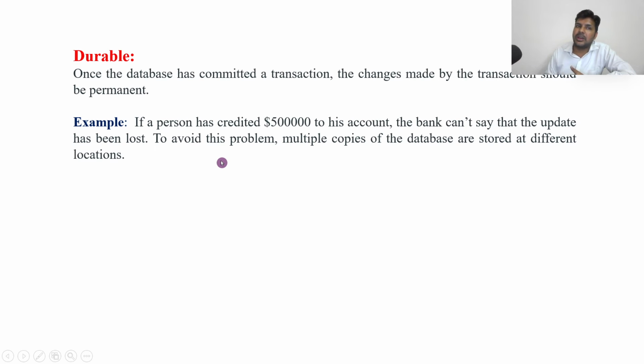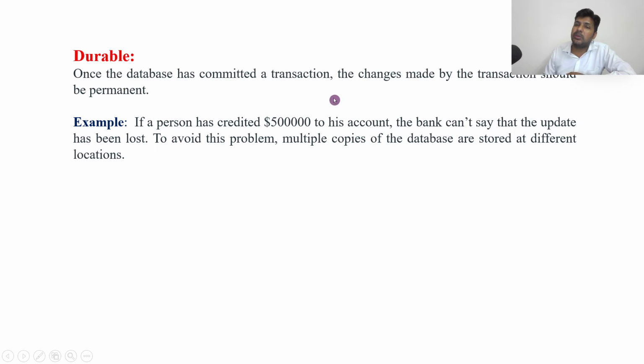Next, durable. Durable means, for example, I have deposited 10,000 rupees in my account. After completing the transaction, the transaction failed. The transaction was a success, but it has not been updated properly in the database. Then what happens? Waste, right? Nobody will believe, nobody will deposit money, nobody will have faith in online banking, right?